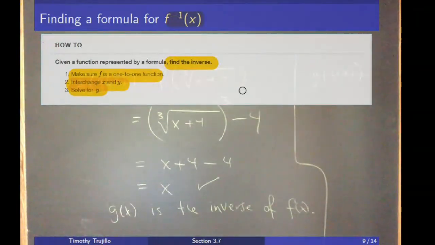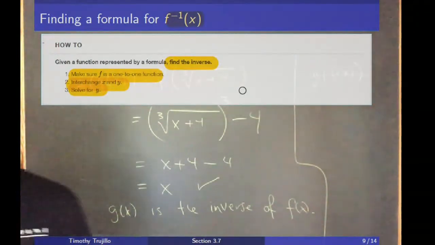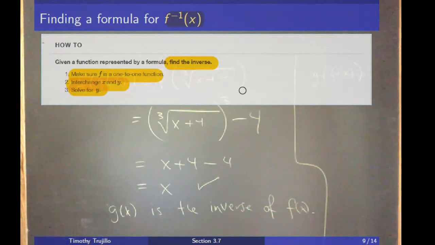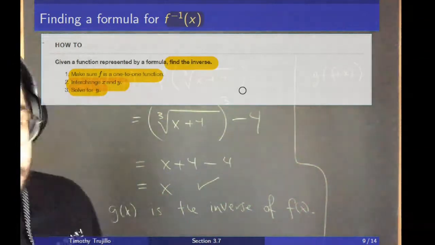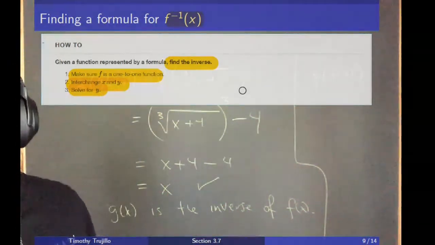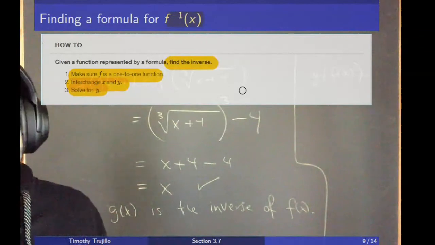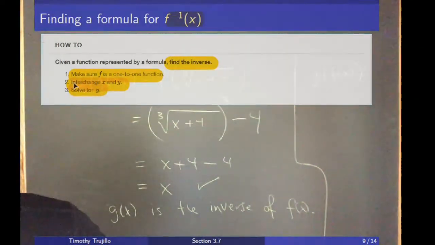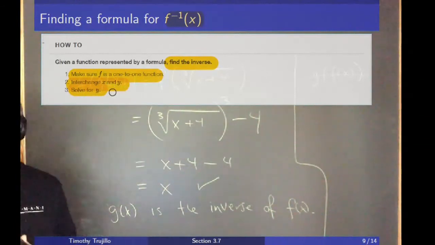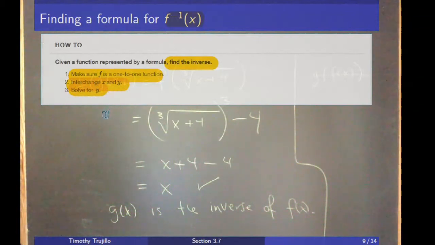Okay, but the algebra can get tough. So let's do a couple of examples and see what happens with the algebra, because the last step, solving for y, is not always the easiest thing. Again, I'll just remind you that the book says solve for x first, and then swap x and y. That's the order they say. It doesn't matter what order you do it, as long as you're swapping and then solving for the appropriate output. Okay, so let's see some examples.